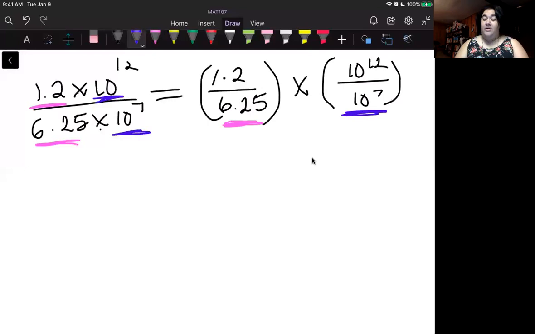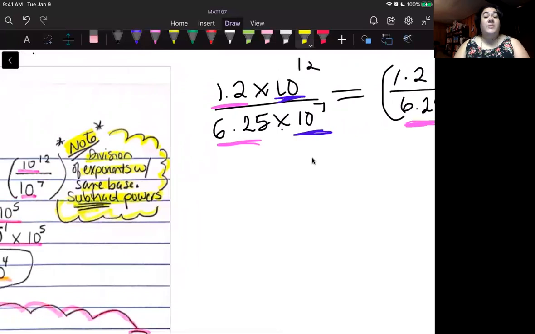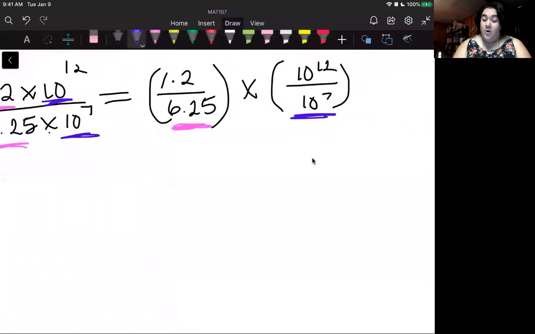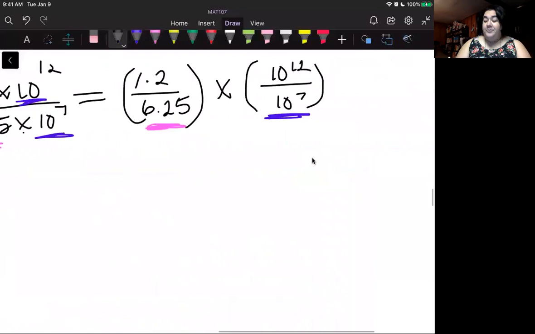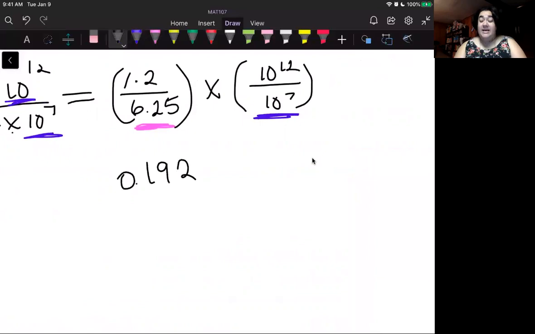Now, if you'll note here in this aside on the notes, I showed you that just like we had a power rule for multiplication of exponents that have the same base, where we add their powers, we also have an exponent rule that states that if you're dividing exponents with the same base, we subtract their powers, okay? So that's what we're going to do. We're going to move over here and we're going to work. So first we do our division and we do 1.2 divided by 6.25. You put that into your calculator and it turns out that it is 0.192.